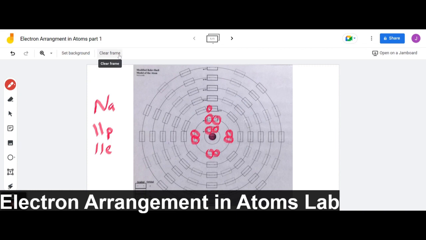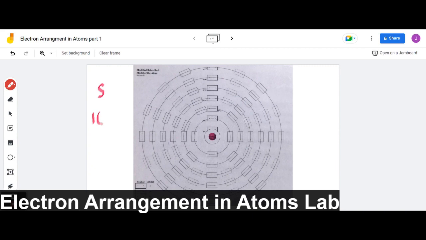And we'll clear the frame. And then it says in the lab report, draw a Bohr model picture of an element of your choice. You could have picked numerous, there are numerous options here. An element of choice. How about we go to sulfur? I'm just picking one for fun here.